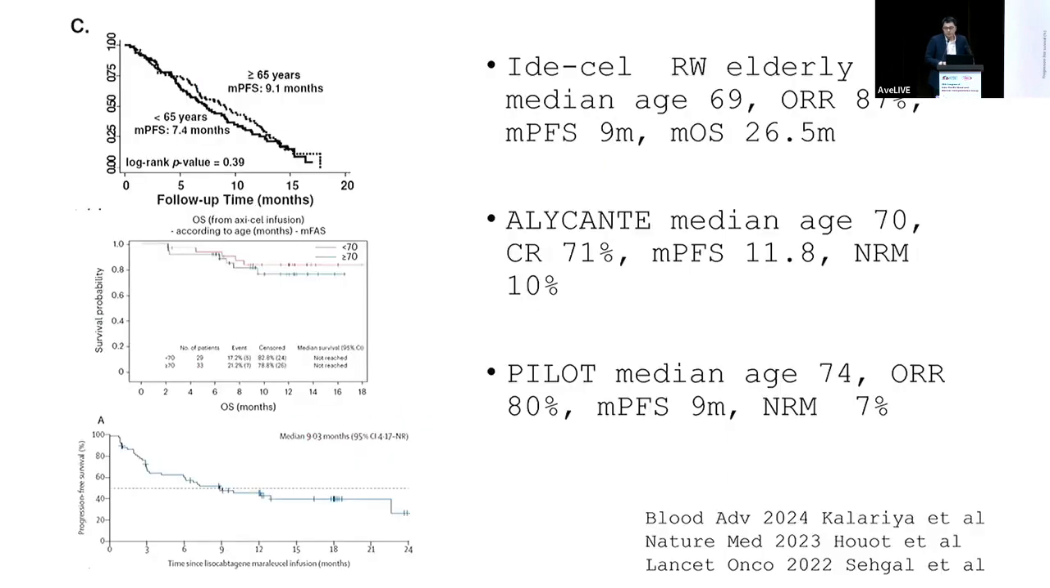In myeloma, don't forget myeloma, they also have a cilta-cel study in the real world, looking at a median age of 69 years old, and when they divide the patients into 65 or less than 65, the survival is almost the same. The ALICANTA pilot study is looking at non-transplant-eligible patients who underwent CD19 CAR T cell, and you can see that the median age was 70 to 74 years old, and they have very good survival. So that indicates that CAR T and allogeneic transplant are feasible in elderly patients.